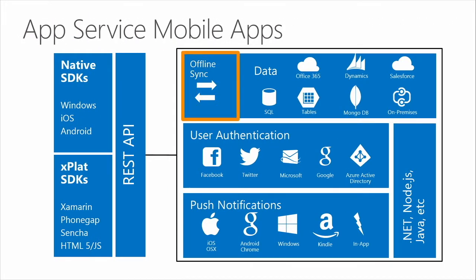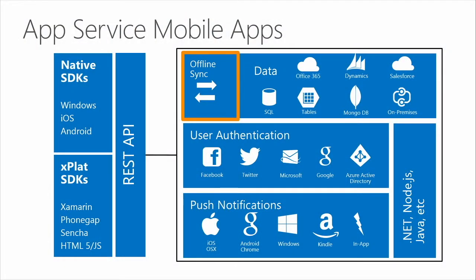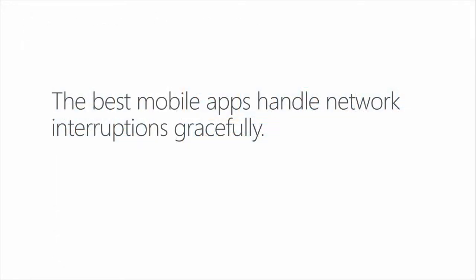Overall, App Service mobile apps have a number of backend and client features to help you build a great mobile app. And you can connect to a variety of data sources. You can do authentication either through social providers or Azure Active Directory, push notifications, and make your app work on a lot of devices with our native and cross-platform client SDKs. Today, I'll be focusing on the offline sync feature of mobile apps and how you can build out a great experience for enterprise-grade apps using the offline sync feature.